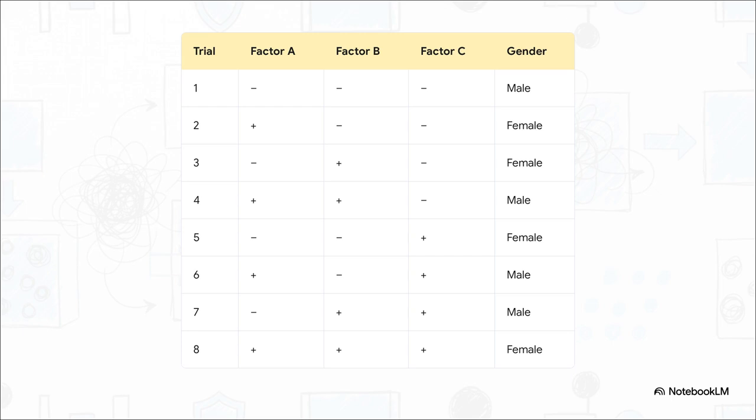But more importantly, check out factor A. Within the male block, factor A has 2 minus settings and 2 plus settings. And it's the exact same for the female block. This perfect balance is repeated for factors B and C. By designing it this way, any systematic effect from gender just gets mathematically canceled out. It can no longer be mistaken for an effect of our main factors.